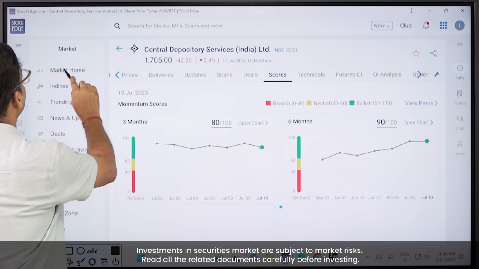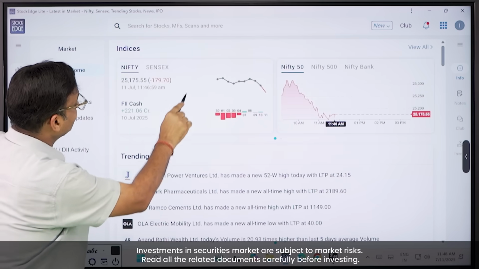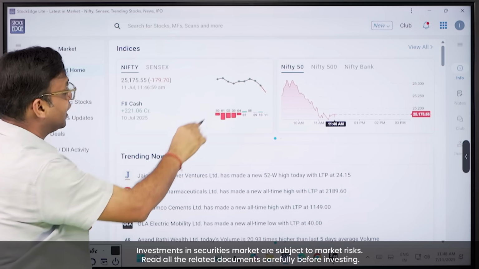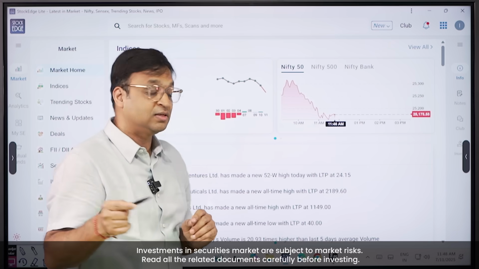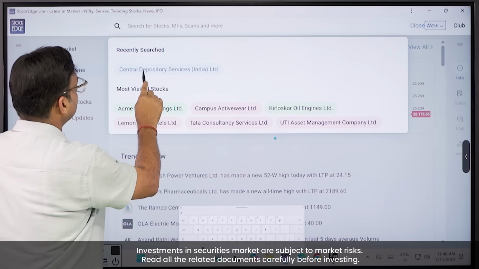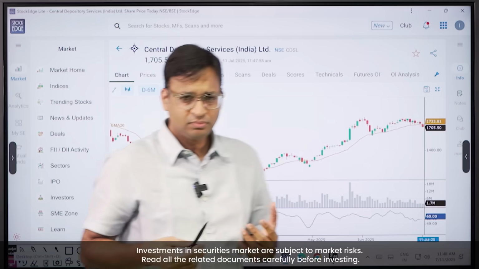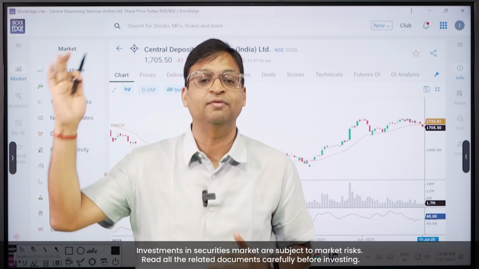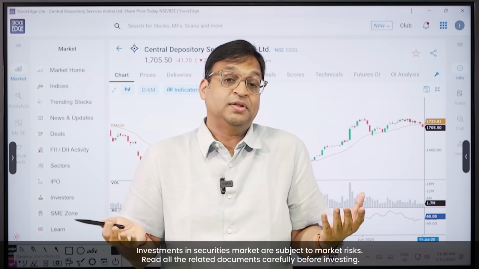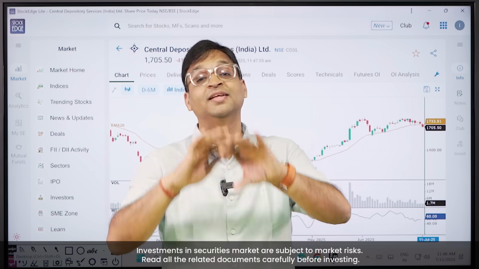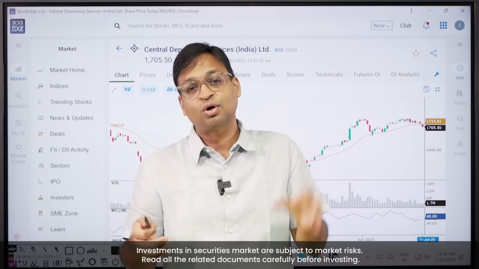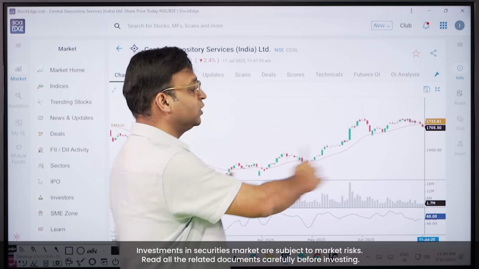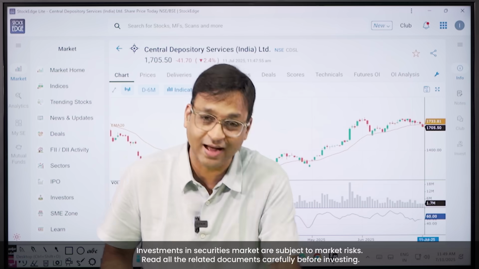Because what is happening today in the market? Look at the market. Today the market is down, minus 179 points. Nifty is down. Probably that's the reason CDSL is also down. I'm not saying that CDSL will for sure recover from here. No. Possibly there is something going on in this segment, that this stock is correcting and may correct for some more time, and finally all the momentum scores can go down.